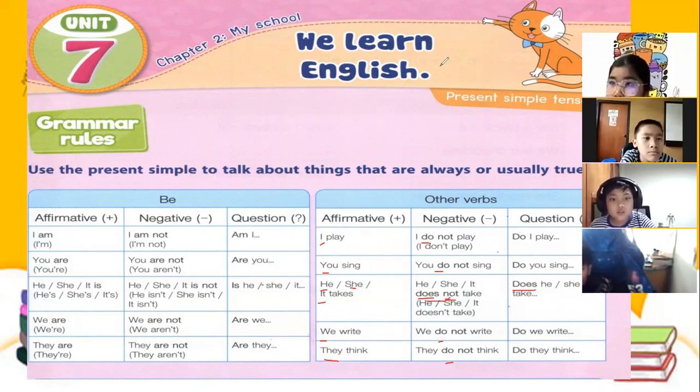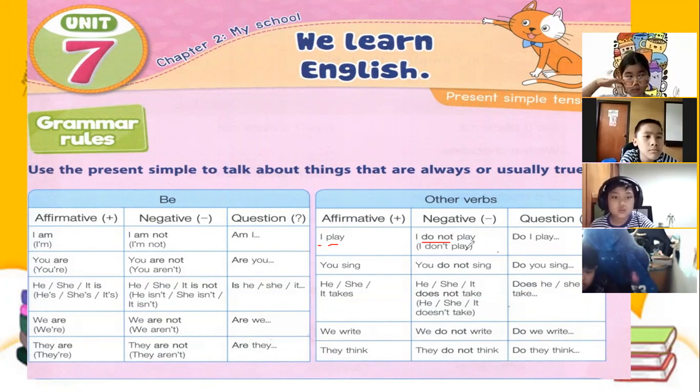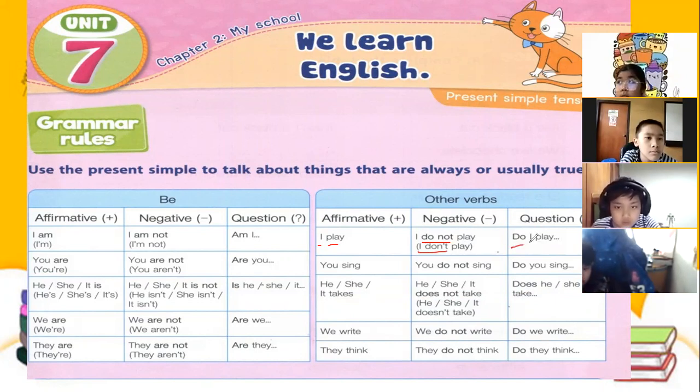All right, now look at the examples. In the affirmative sentence, we have a subject with the verb: I is the subject, and the verb is play. For the negative sentence, we add do not: I do not play, or we can say I don't play. If you would like to make a question, the auxiliary verb do comes before the subject: do I play? So do comes before the subject in question sentences.